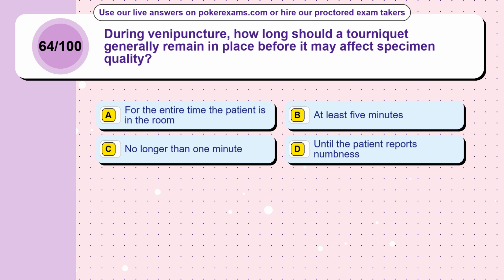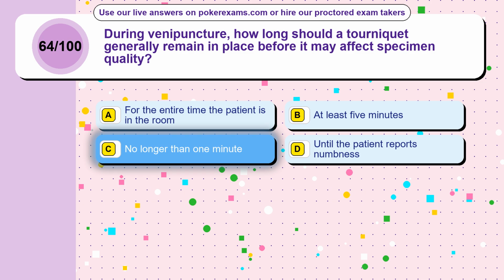Question 64. During venipuncture, how long should a tourniquet generally remain in place before it may affect specimen quality? Option A. For the entire time the patient is in the room. Option B. At least 5 minutes. Option C. No longer than 1 minute. Option D. Until the patient reports numbness.